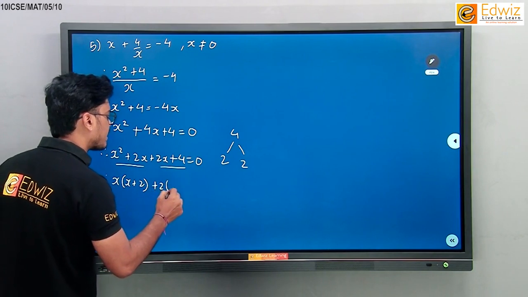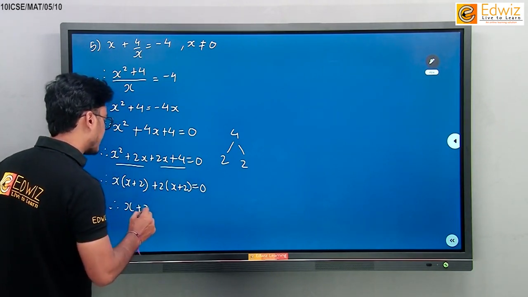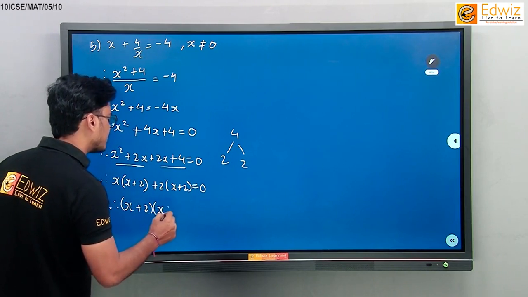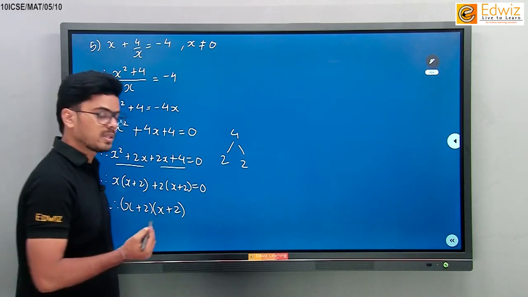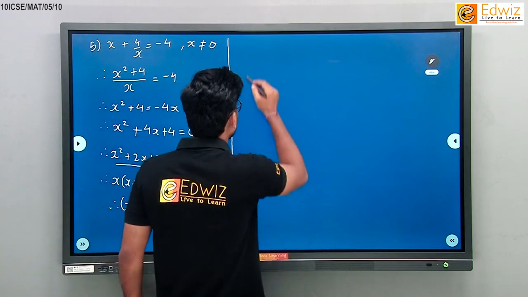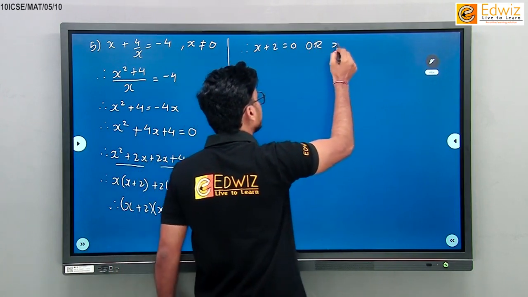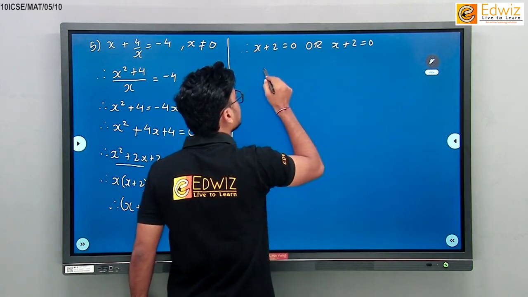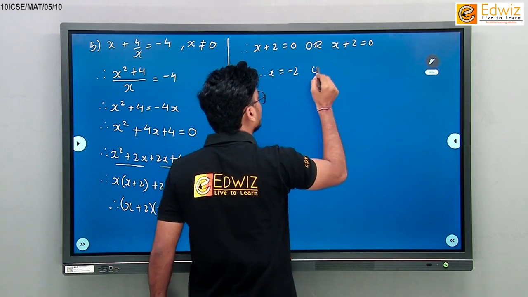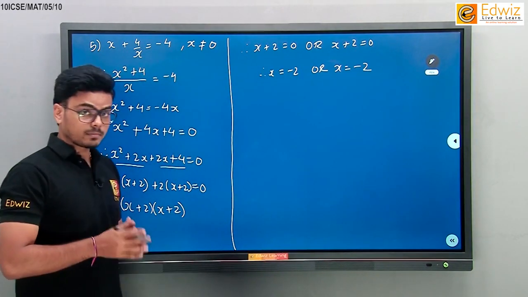Here 2 is common, again x plus 2. Take out this bracket common, x plus 2, and what will be left behind? Again x plus 2. So the solution, both the roots here are equal. Okay, here you can see x plus 2 is 0, or the other x plus 2 is 0. So x is minus 2 and minus 2. Correct? These two are the solutions.